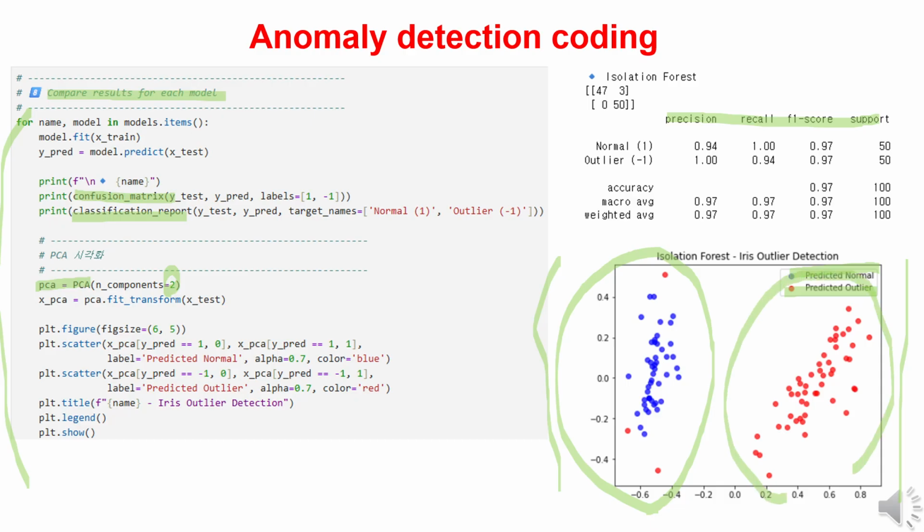In this example, for isolation forest, we set contamination to 5%. With 50 training samples, 5% gives 2.5. But since the number of outliers must be an integer, the threshold is generally adjusted to classify 3 samples as outliers.